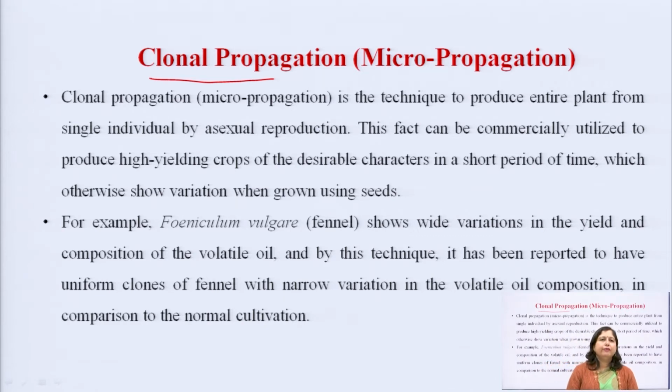For example, Foeniculum vulgare, that is fennel or saunf, shows wide variation in yield and composition of the volatile oil, and by this technique it has been reported to have uniform clones of fennel with narrow variations in the volatile oil composition in comparison to the sexual cultivation. So, one of the best examples for clonal propagation is fennel.